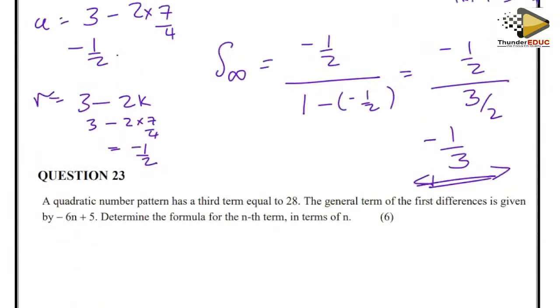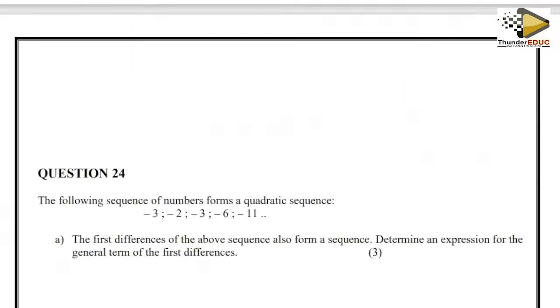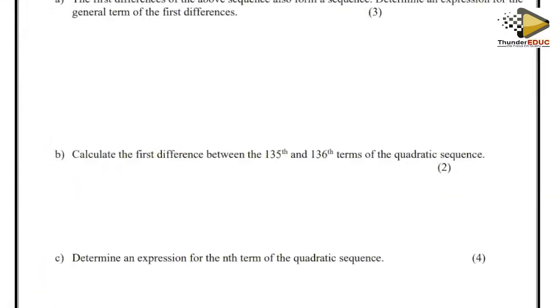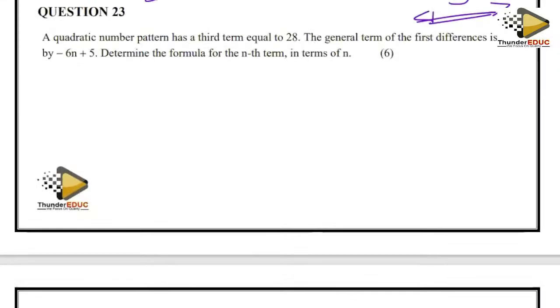All right, question number 23. I think we're almost there. So 23, they're telling us that we're given a quadratic that is having a third term as 28. Then the general term of the first differences is given as this. Can we determine the nth term of the quadratic?